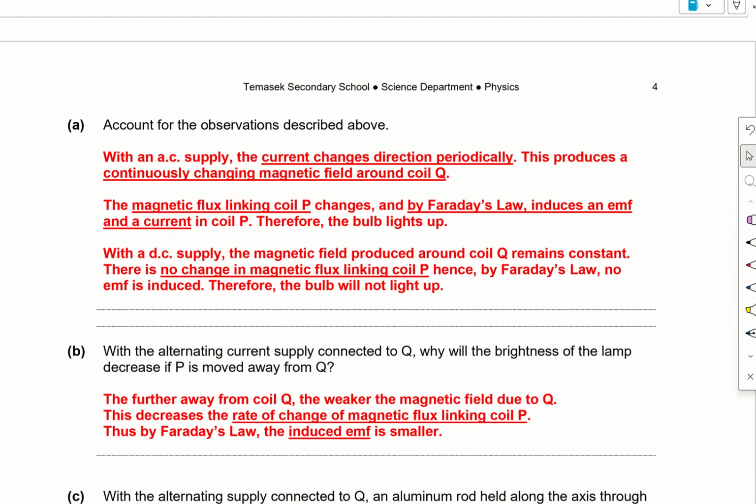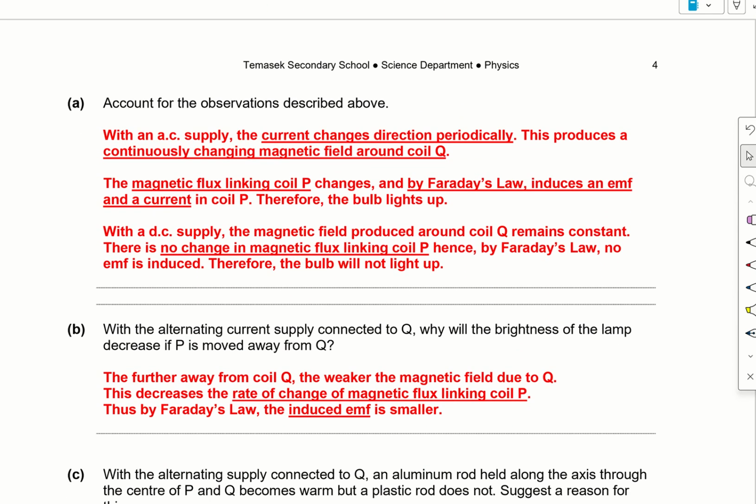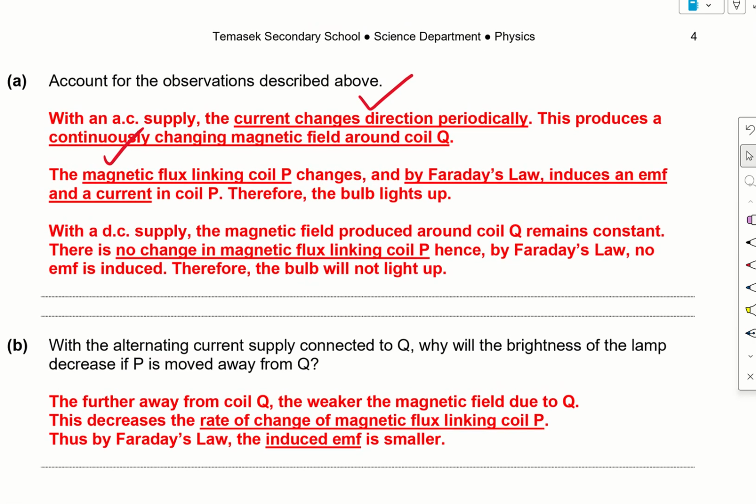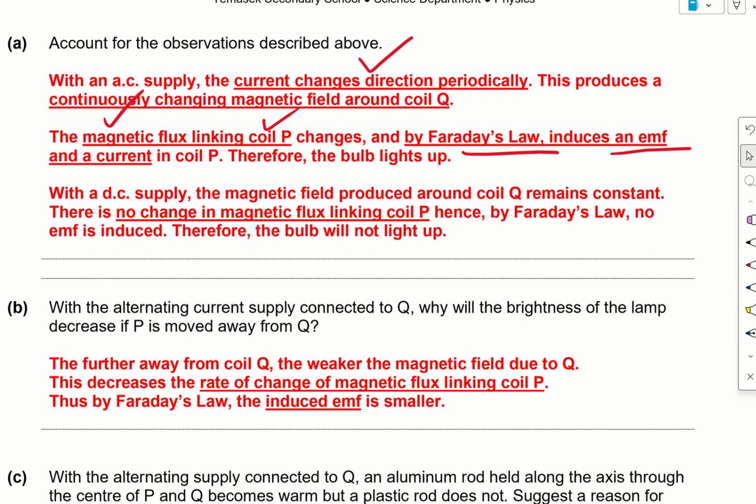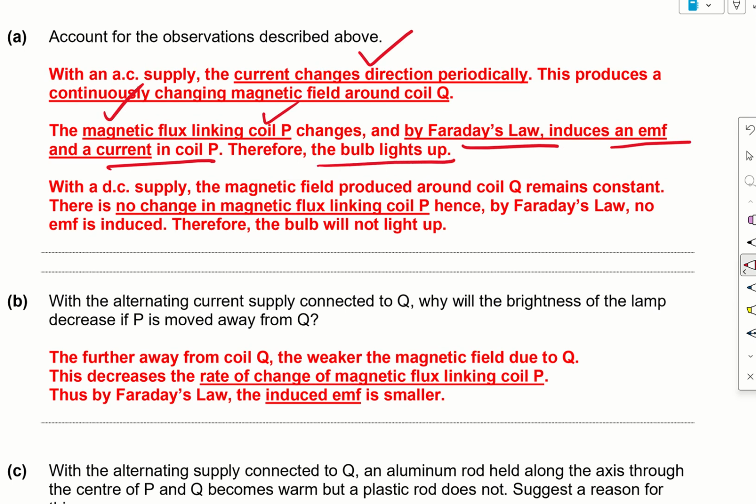Okay, so account for the observations described above. With an AC supply, the current changes direction periodically. This produces a continuously changing magnetic field around coil Q. So magnetic flux linking coil P will change, and by Faraday's law, please quote the law, it will induce an EMF and a current. So the light bulb lights up. If it is more than 2 marks, you need to talk about why not DC, because it was mentioned that when the supply is DC, the lamp doesn't light up.